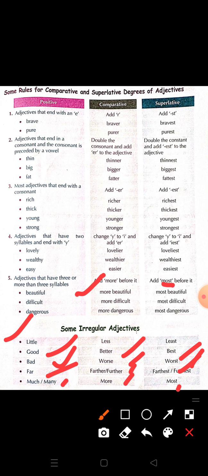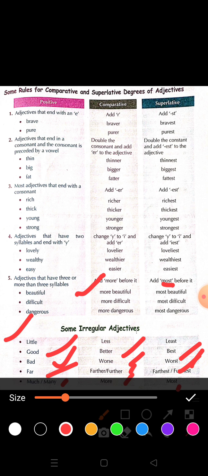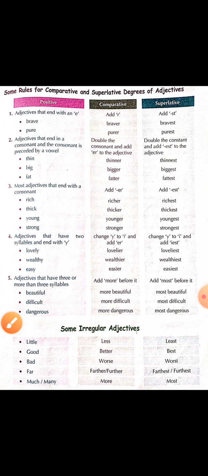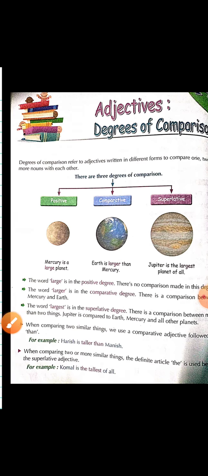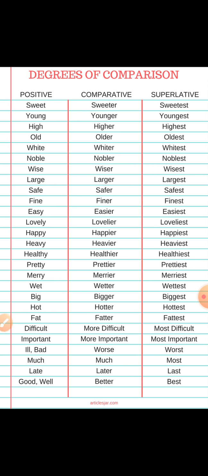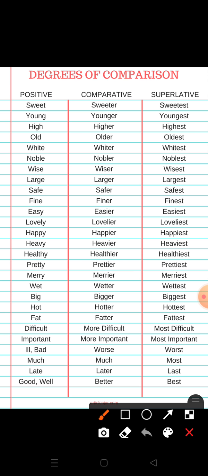Okay, so I hope this much is clear. If you find any doubt, you can always ask. Okay. And now let's see some more adjectives. Let's read those adjectives. So sweet, sweeter, sweetest. Young, younger, youngest. High, higher, highest. Old, older, oldest.